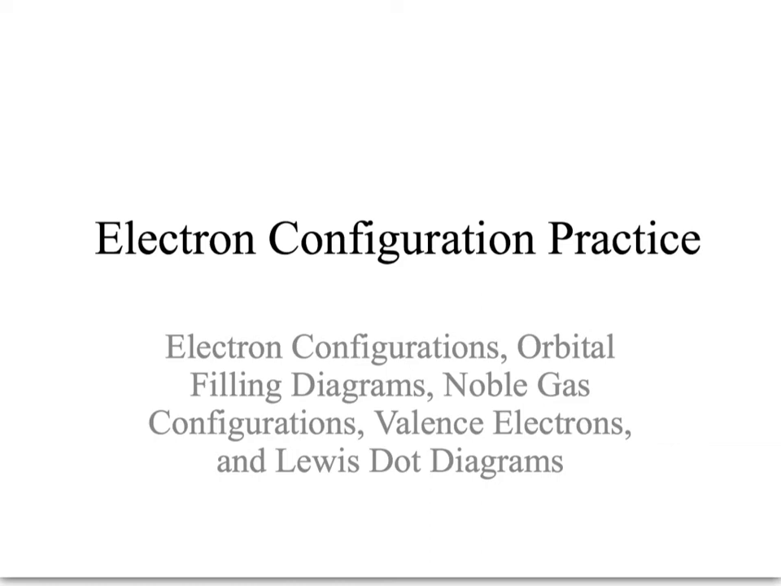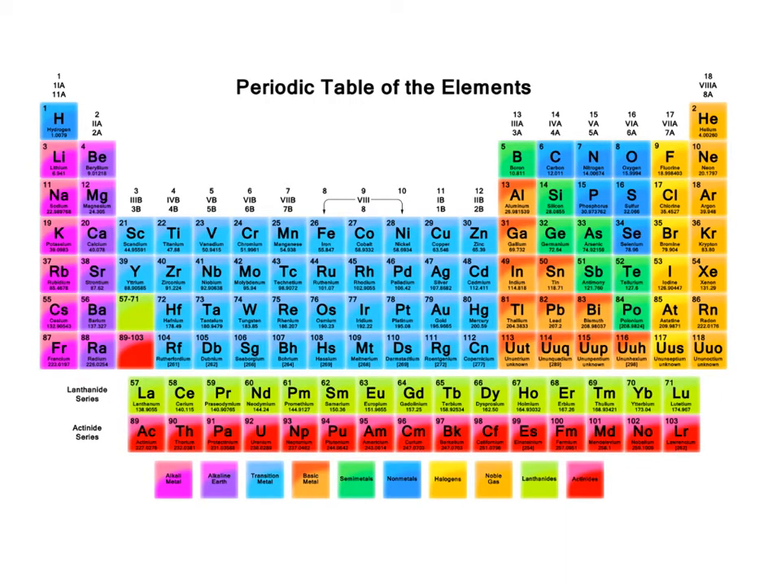This video guide is used to practice our electron configuration skills, doing not only the electron configuration, but also orbital filling diagrams, the noble gas configurations, identifying the number of valence electrons, and the Lewis dot diagrams. Okay, for the first element, we are going to focus on the electron configuration for the element boron.